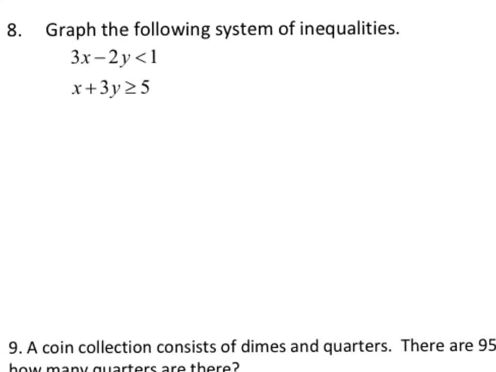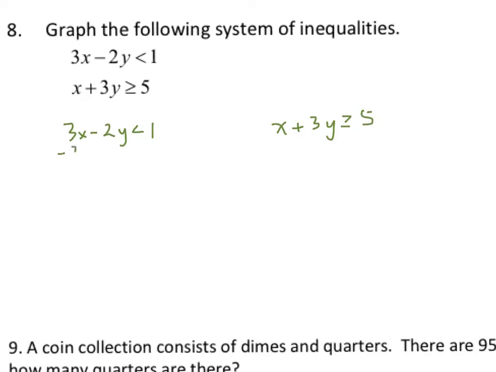In order to find this one, the first thing I have to do is solve for y for both equations. So I'm going to rewrite these equations down here next to each other, so that I can see exactly what I'm trying to do. I have 3x minus 2y is less than 1, and x plus 3y is greater than or equal to 5. So I'm going to solve these equations.